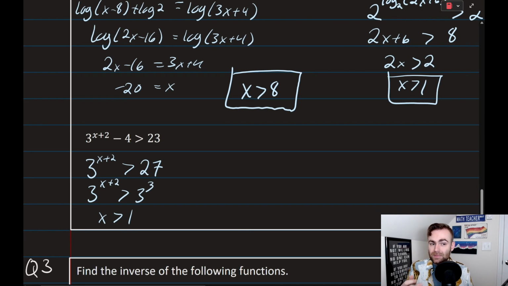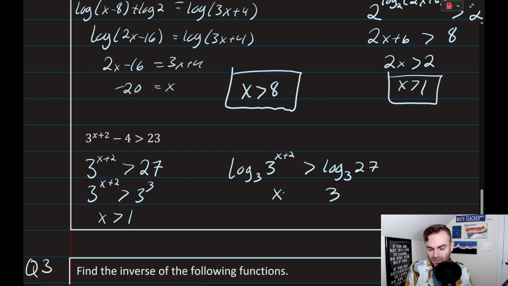Or you could be like, let's try to use logarithms, because why not? So we know that 27 is greater than 0, and we know that this is greater than 27, so our logarithms should hold. Log base 3 of 3 to the power of x plus 2 is greater than log base 3 of 27. Log base 3 of 27 is 3. Log base 3 of 3 is 1, so we have x plus 2 by the power property, and then we get the same thing of x being greater than 1. So, again, multiple ways to do that one, multiple ways of thinking, great.